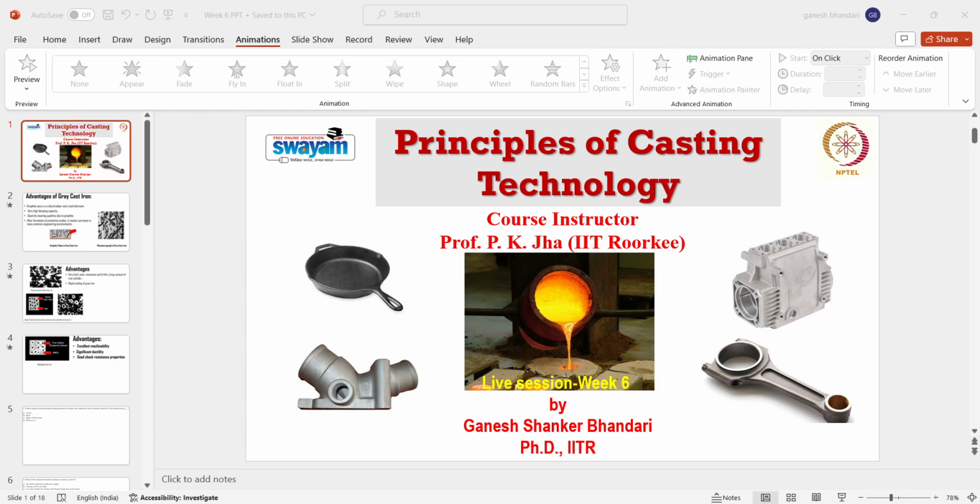There are mainly four types of cast iron: gray cast iron, then white cast iron, nodular cast iron, which is also known as ductile cast iron, and the last one is malleable cast iron. These four types have different properties, different advantages and disadvantages, and different manufacturing routes.